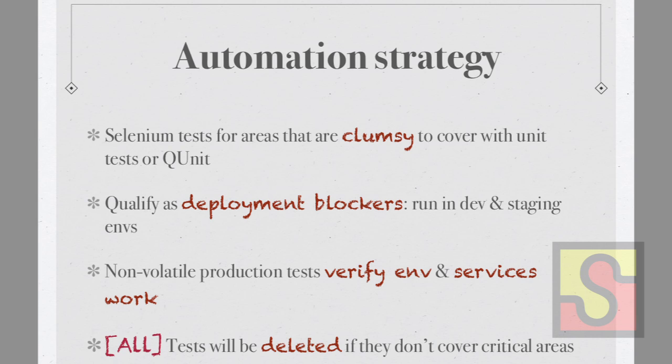All tests will be deleted if they don't cover critical areas. Sumo had quite a few tests, as I understand, before they started moving towards continuous deployment. And the team decided to delete test coverage. They deleted tests, which I thought was pretty brave. But again, it was understanding where the risk areas were and doing a thorough risk analysis.